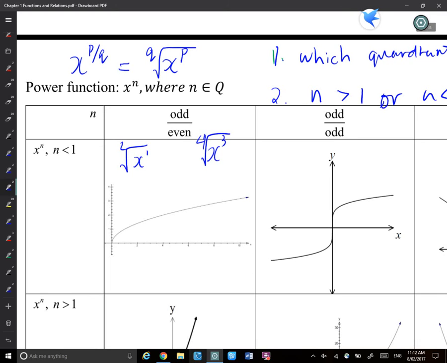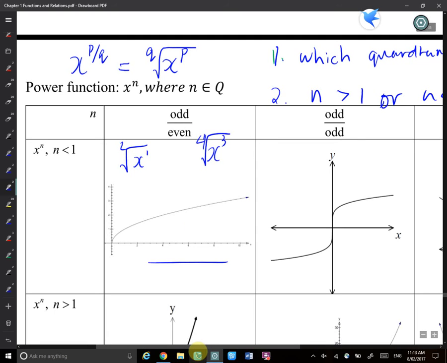For this type of graph, which quadrant will I have the graph in? First of all, if x is positive, after you cube it, it's still positive. And then you take an even root, you still have a positive number. So if you have positive x, you still have positive y. So the graph must be in the first quadrant for sure.